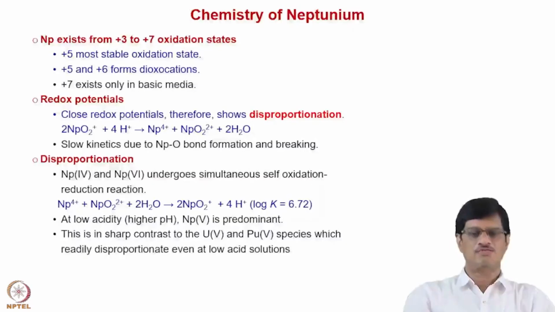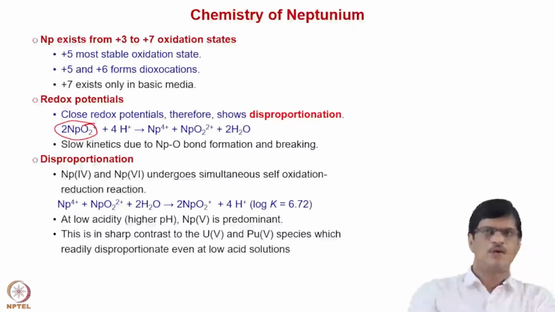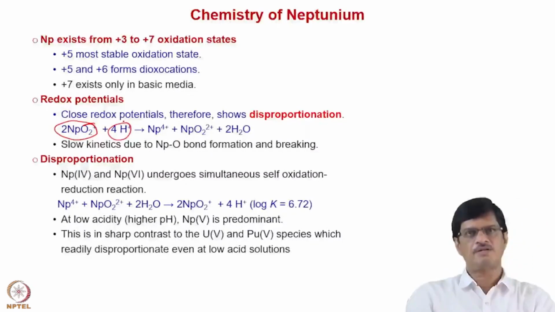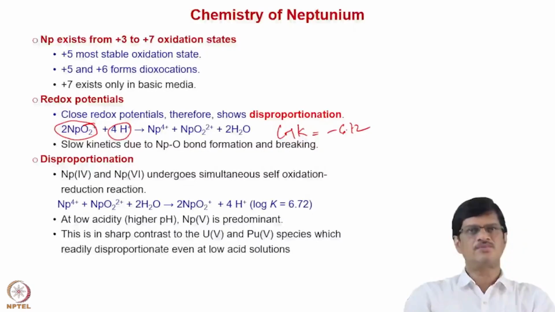As I have shown here, 2 neptunium 5+ ions in the presence of strong acid conditions disproportionate, one of them becoming a neptunium 4+ ion and the second becoming a neptunium 6+ ion, and that is how this disproportionation reaction takes place. It has an equilibrium constant of log K minus 6.72. This disproportionation reaction has slow kinetics due to neptunium-oxygen bond formation and breaking.